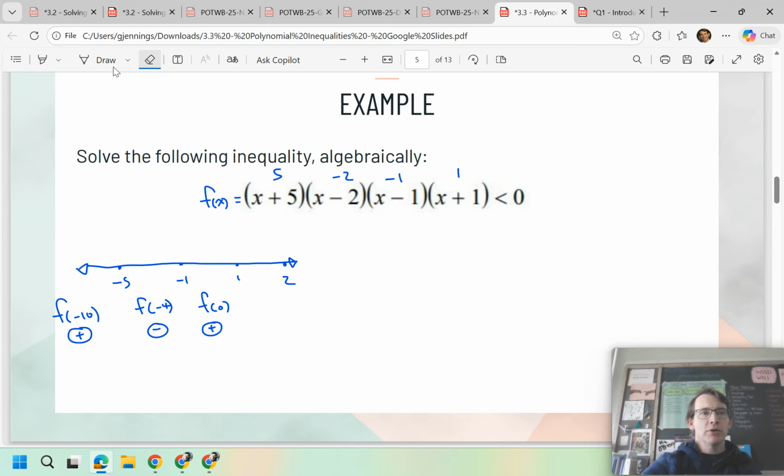And then between 1 and 2, we got to use a fraction. We have to use a fraction in here, so I'm going to choose the easiest one to work with. F at 1.5, 3 on 2. Okay, f at 3 on 2. So 5 plus 3 on 2 is positive. 3 on 2 minus 2 is negative. 3 on 2 minus 1 is positive, and 3 on 2 plus 1 is positive. So because here I have a single negative and then 3 positives, I will be negative.